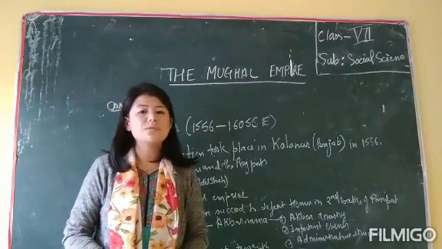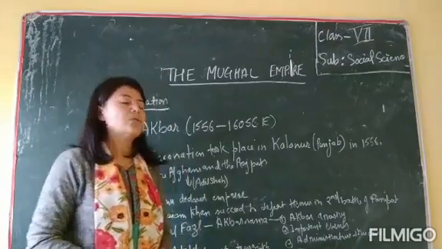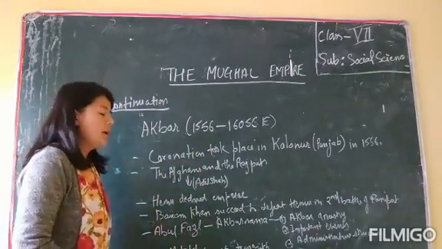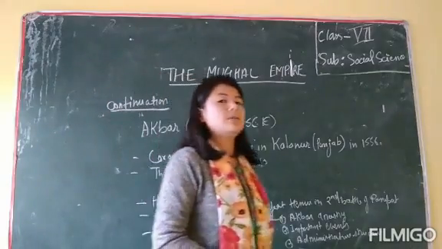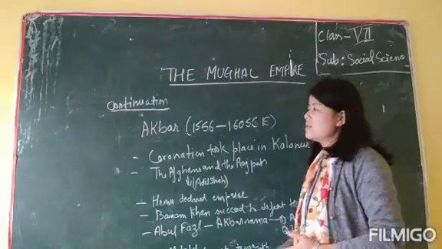Class, this video is for class 7 social science and this is the continuation of the previous video. We have already started with the new chapter, that is the Mughal Empire. So let's continue. In the previous video we discussed the reign of Humayun and others. Now let's discuss Akbar.